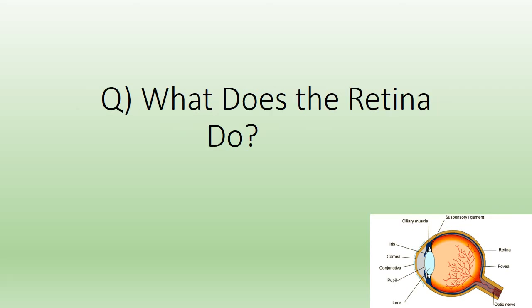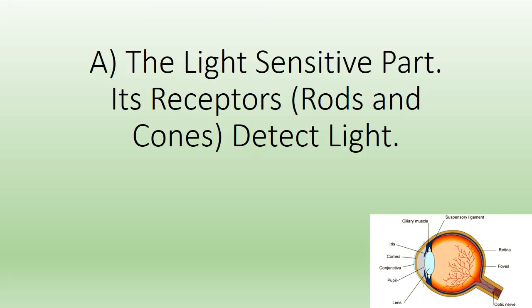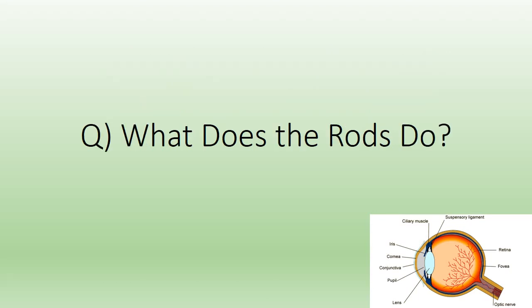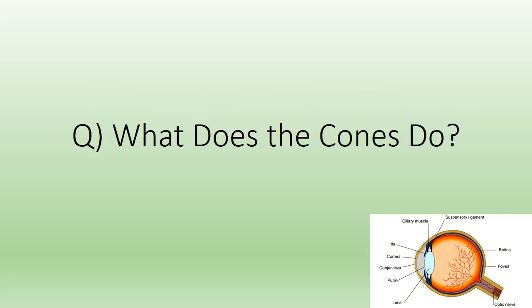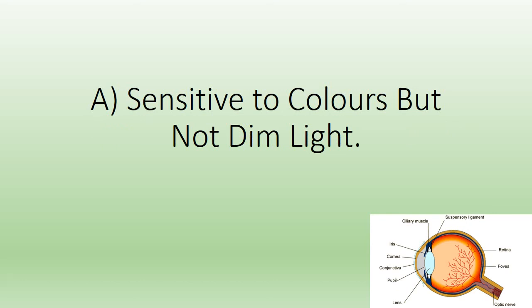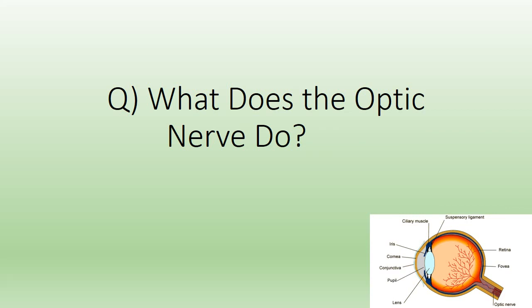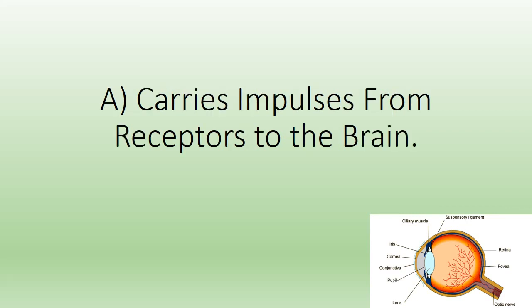What does the retina do? The light-sensitive part. Its receptors, rods and cones, detect light. What do the rods do? Sensitive in dim light, but can't detect color. What do the cones do? Sensitive to colors, but not dim light. What does the optic nerve do? Carries impulses from receptors to the brain.